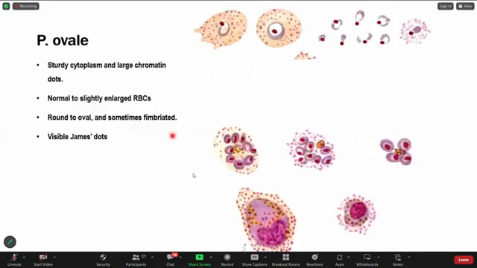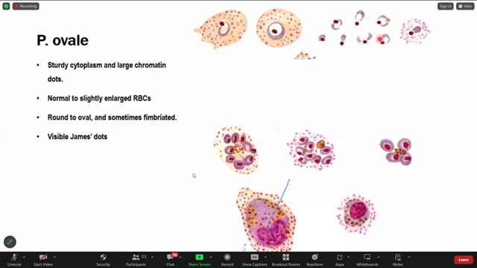Yes, now next we are going to look at Plasmodium ovale. The distinguishing feature of Plasmodium ovale is that the infected red blood cell is made ovoid, sometimes with fimbriated ends. Like for this one, and this one, the ends are fimbriated. Also, the cell is made ovoid.